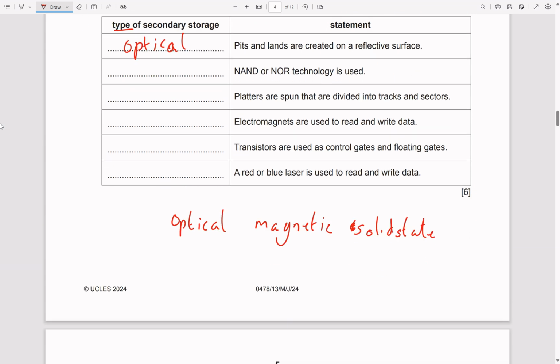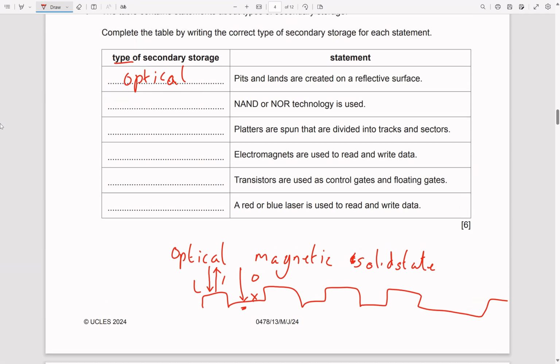And again, just to recap how this works, so pits and lands. That's saying you have a pit and a land like this, which are sort of burnt into the CD at manufacture. And then you're going to have a laser, and the laser will shine on this. Now, if it hits a land, the laser will get reflected. Whereas if the laser hits the pit, right down here, then it won't get reflected. And of course, this difference between reflected or not reflected can correspond to, say, a 1 or a 0. That's how that's going to work.